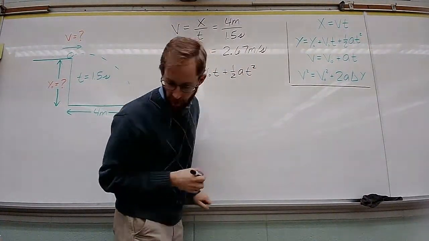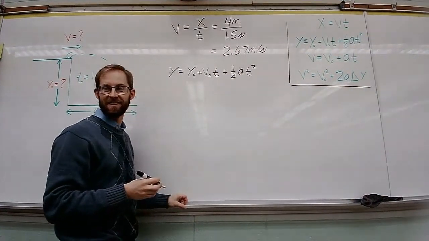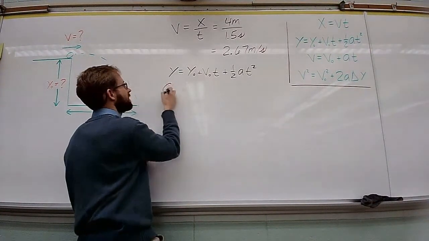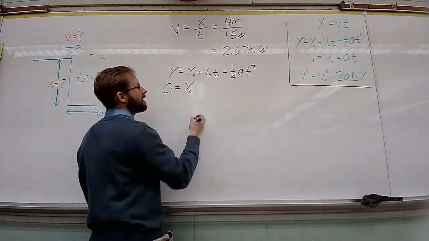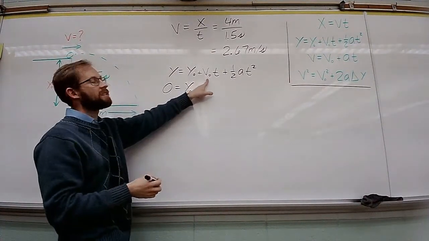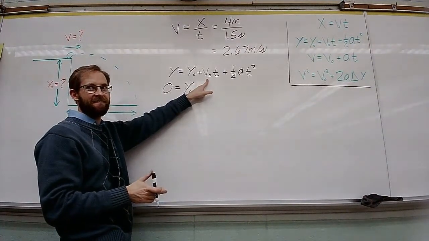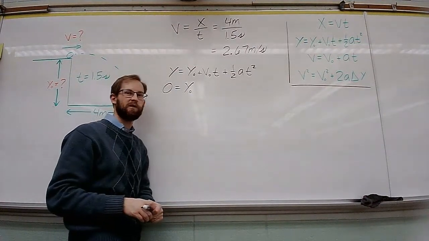What's my final height going to be? 0. Yeah, it's going to hit the ground. So that's 0. The original height is what we're looking for. What is the original velocity? What's the original velocity here?